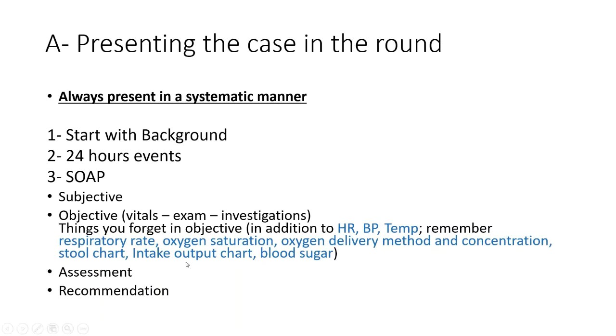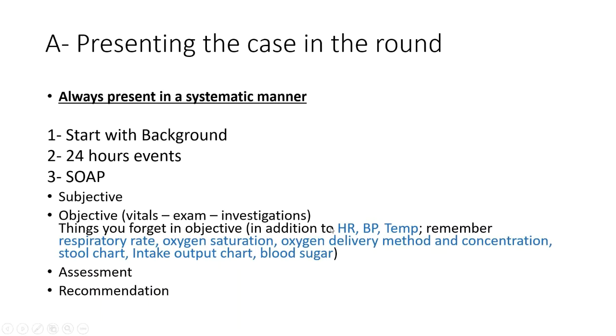Then you should mention about the oxygen saturation, how much is his oxygen saturation, and if he is on oxygen, how the oxygen is delivered through like a simple mask, or non-rebreather mask, or non-invasive ventilation, and what is the concentration of oxygen, 10 liters, 4 liters per minute, or what. And then you should mention the stool chart, when was the last time the patient passed his stool, if he has diarrhea, how many times he passed, and intake output chart, especially in cardiac and renal patient, and blood sugar, of course.